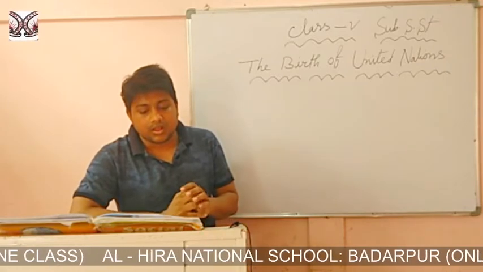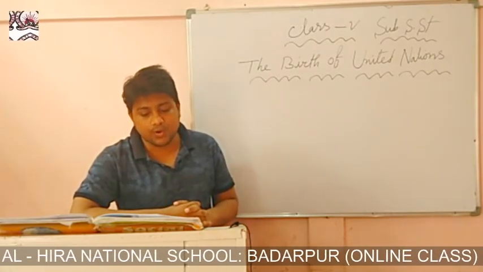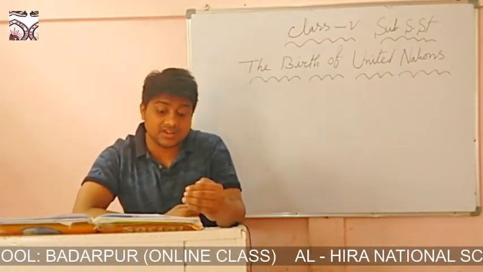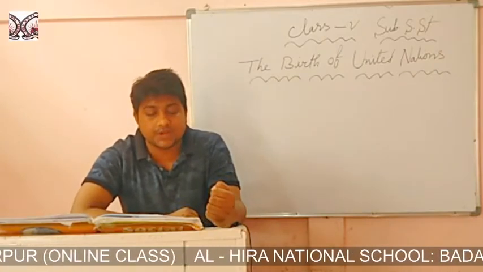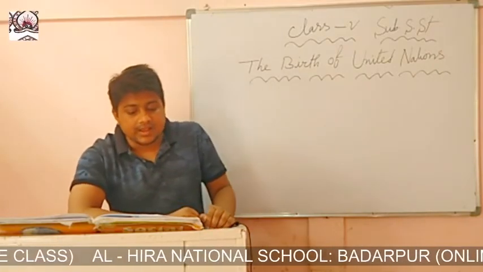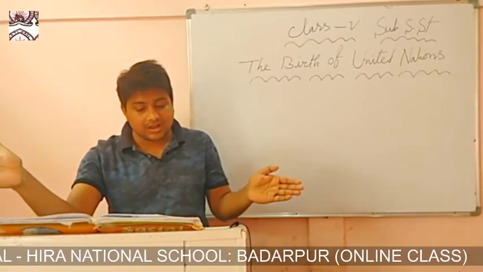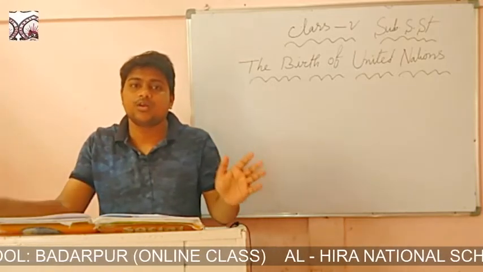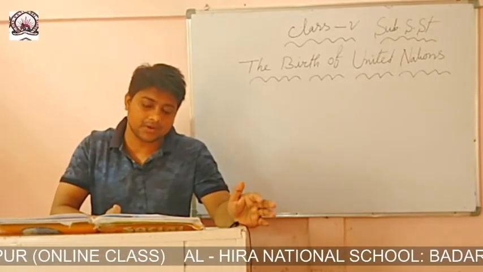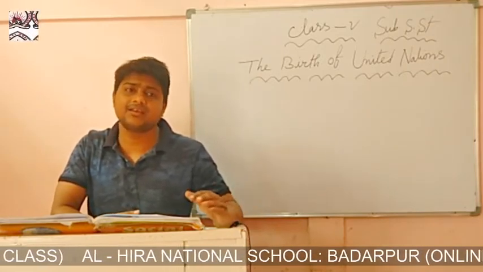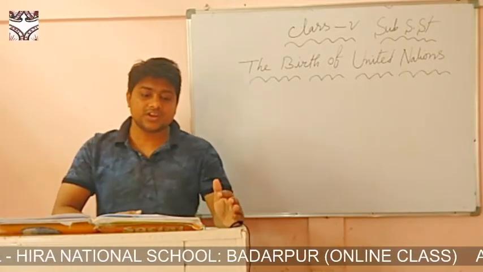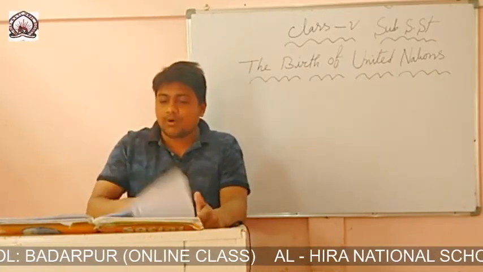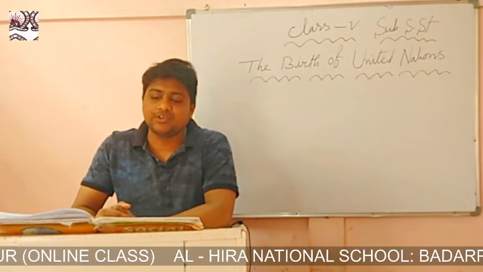Today it has 192 member countries. Today, United Nations total member country is 192. Understood? It may sometimes increase, sometimes decrease. Why? Its membership is open to all peace-loving nations. They can be the member of the United Nations also, and they can leave also. Understood? That is why this number sometimes increases and decreases also. So this is all about the birth of the United Nations.